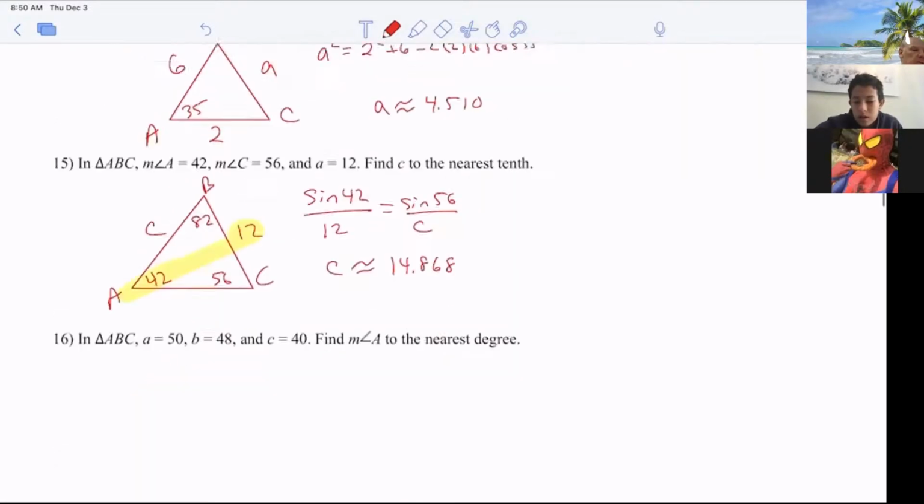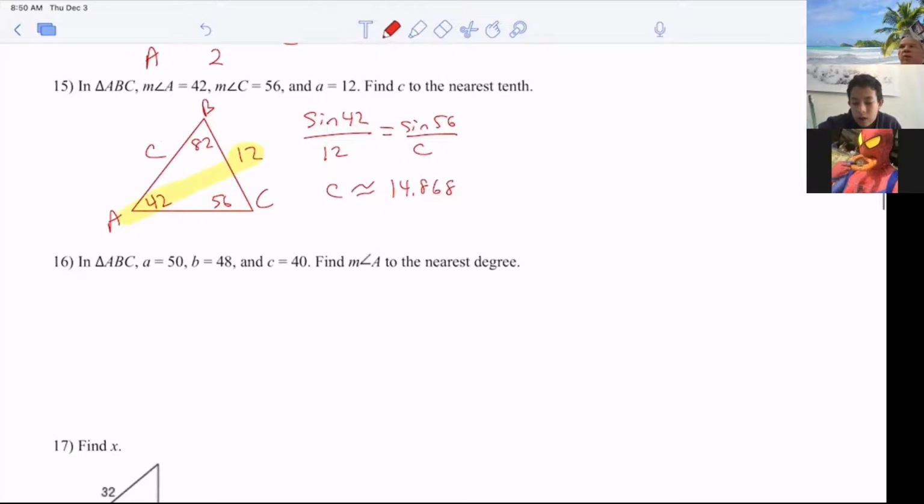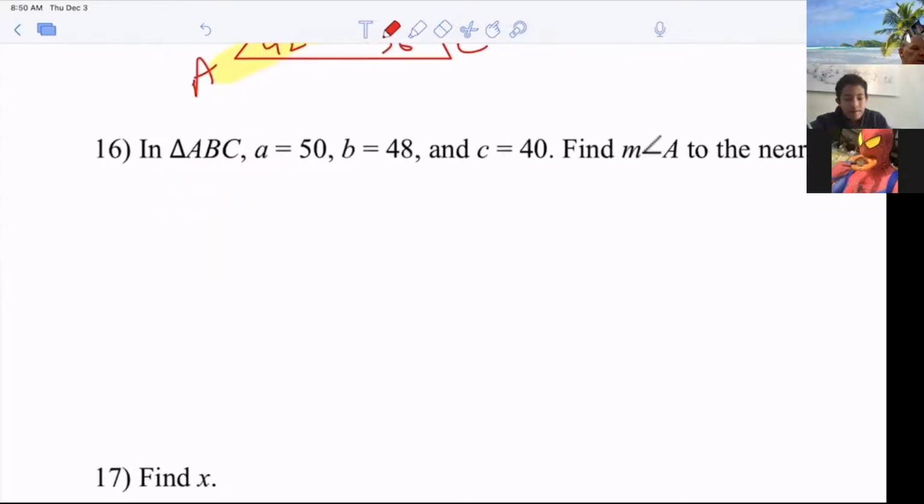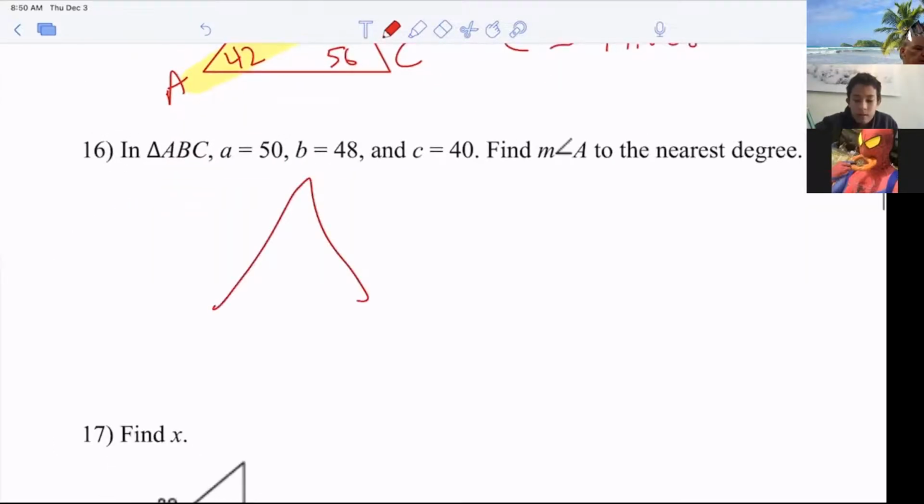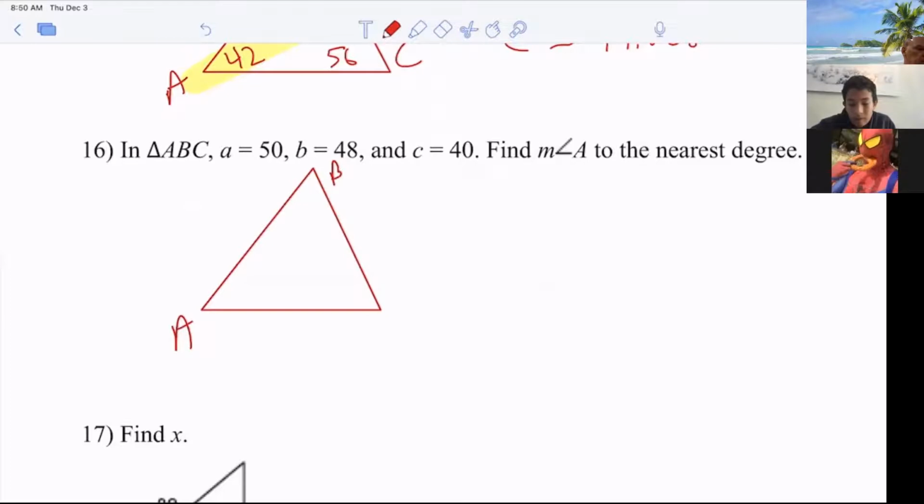All right, good. But as I tell kids, if you try one formula and it doesn't work, then that means you messed it up. You got to try something else. All right, here we go. Again, let's draw it out. Triangle ABC here. And then A, B, C. So side A is 50, B is 48, angle C is 40, and we want measure of angle.